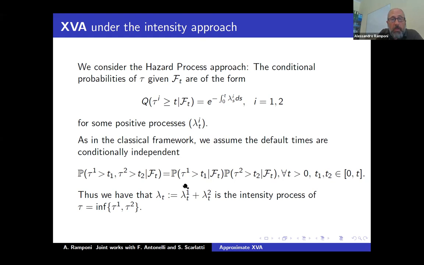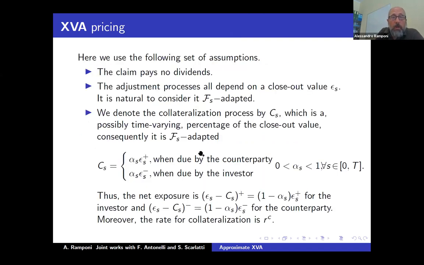The conditional independence of the two default times makes us able to write the intensity of the first default time of one of the two parties of the contract. So the sum of the two intensity processes is the intensity process of the first default time in this framework.